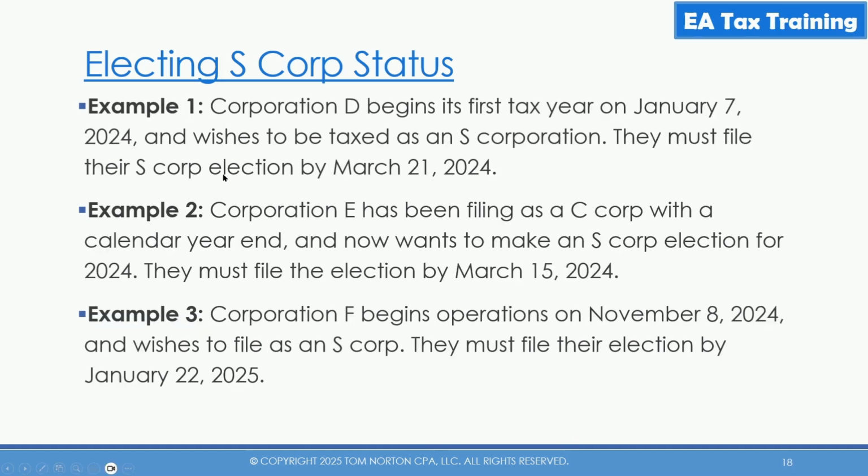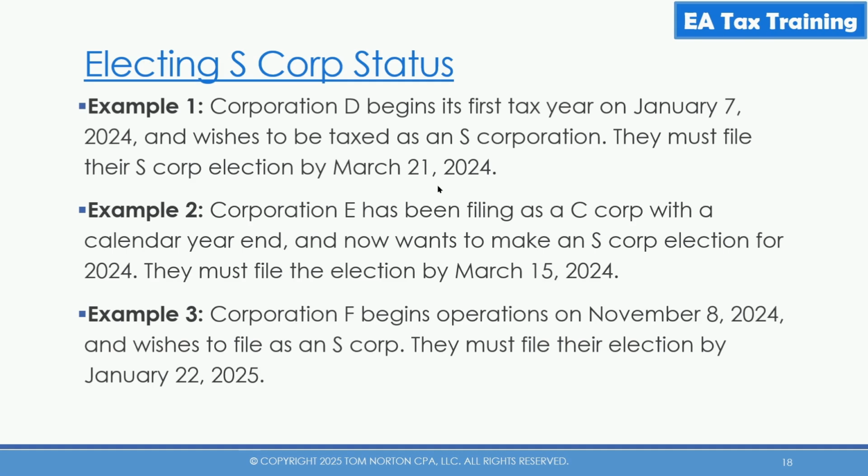Example 1. Corporation D begins its first tax year on January 7th of 2024 and wishes to be taxed as an S corporation. They must file their S corp election by March 21st of 2024. So you start on January 7th, you go ahead 2 months, that's March 7th. Then you go back 1 day, that's March 6th. Then you add 15 days, that's how we get to March 21st.